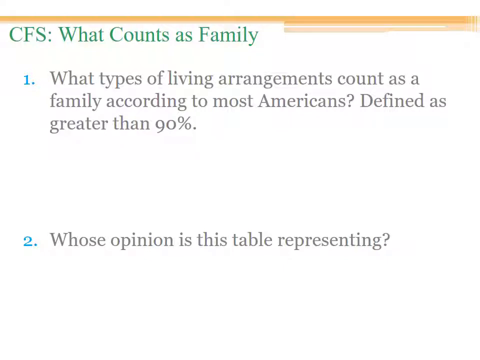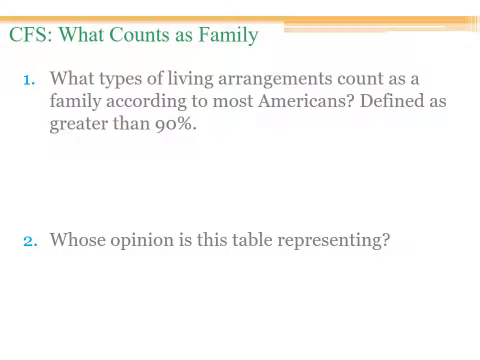The first question asks, what types of living arrangements count as a family according to most Americans? So we'll define this as greater than 90%. So if 90% or more respondents labeled this particular living arrangement as a family. The second question asks, whose opinion is this table representing? Pause the presentation while you consider the answers to these questions. Let's return to the presentation and take a look at the answers.